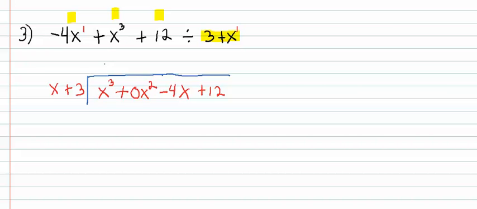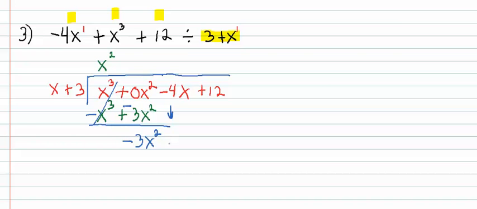I need to ask myself, what times x is going to give me x to the third power? I have 1x already. I need 2 more x's. So x squared. x squared times x is going to give me x to the third power. 3 times x to the second power is 3x to the second power. Draw my line, change my sign, so give us the opposite sign. This is 0, this becomes negative 3x squared. Bring down the negative 4x.